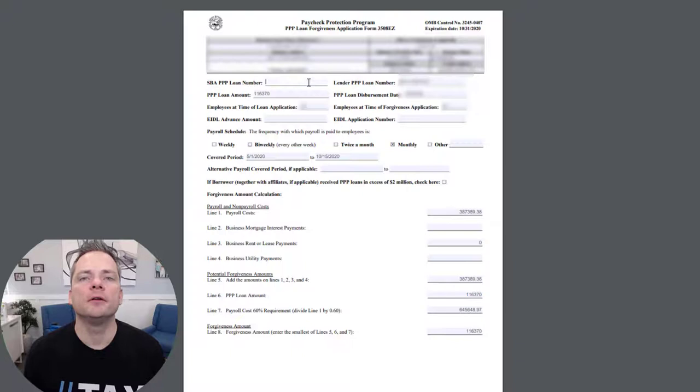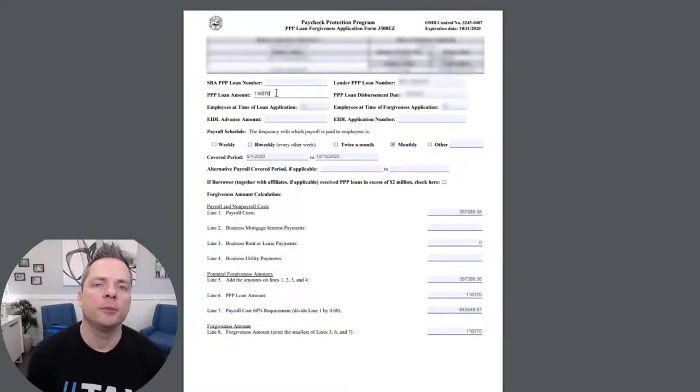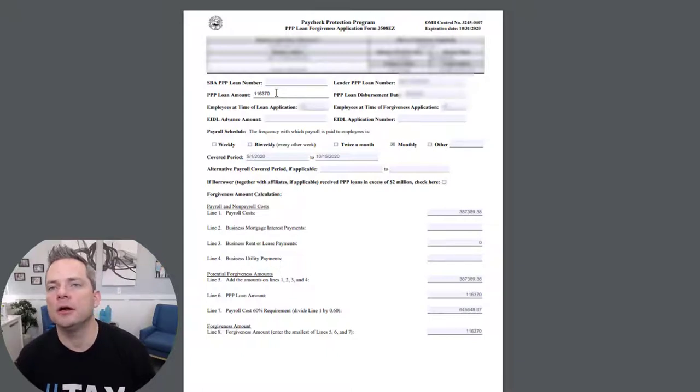All right. Now, if you have an SBA loan number that you're aware of, you would put that information there. I could not find any sort of loan number that I got directly from the SBA for this, so I left it blank. But I did find my loan number for Chase, and so I put that number here. Then we put the loan amount information here.